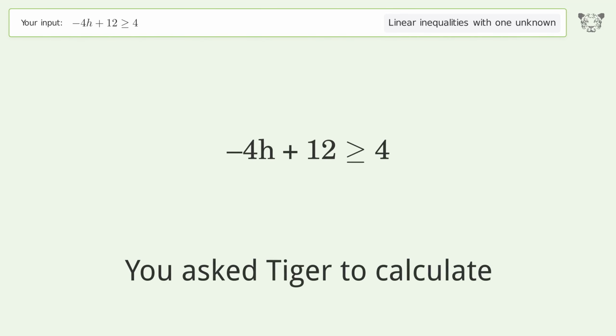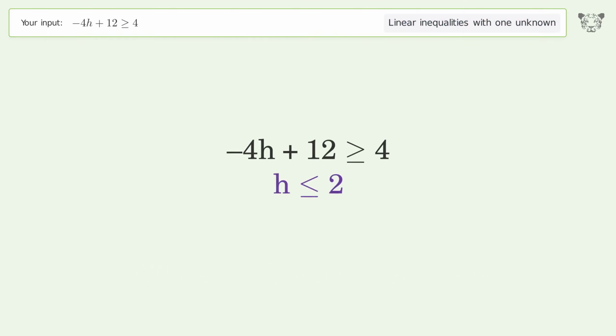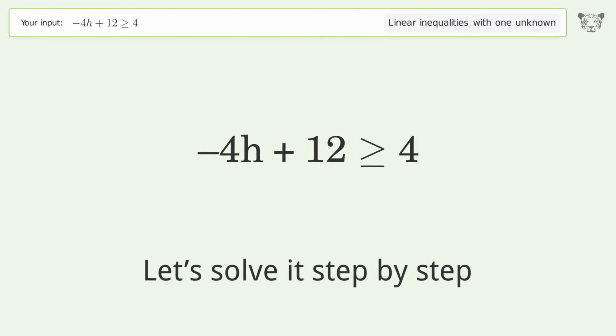You ask Tiger to calculate. This deals with linear inequalities with one unknown. The final result is h ≤ 2. Let's solve it step by step.